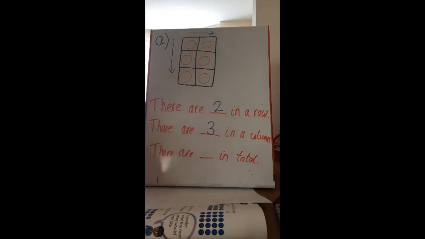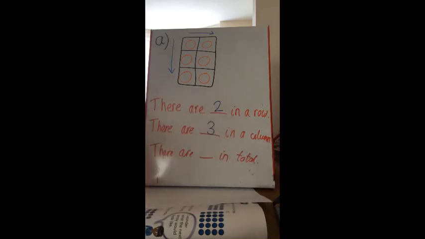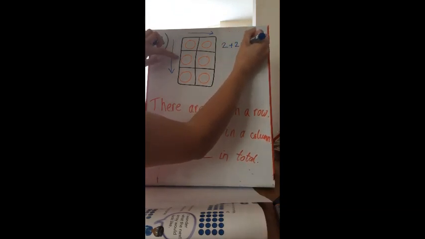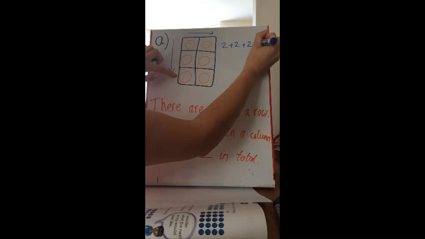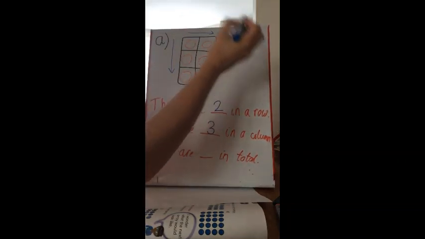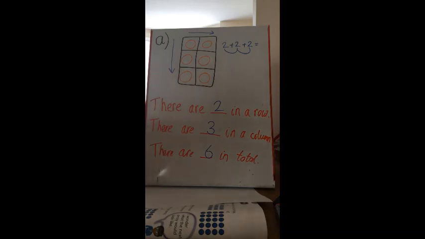Now it's asking how many there are in total. Now I know we're better at counting in 2s than we are in 3. So I'm going to count in my 2s. So I'm going to do 2, add 2, add 2. How many is there in total? 2, 4, 6. There are 6 chocolates in total. Yum, yum in my tum.